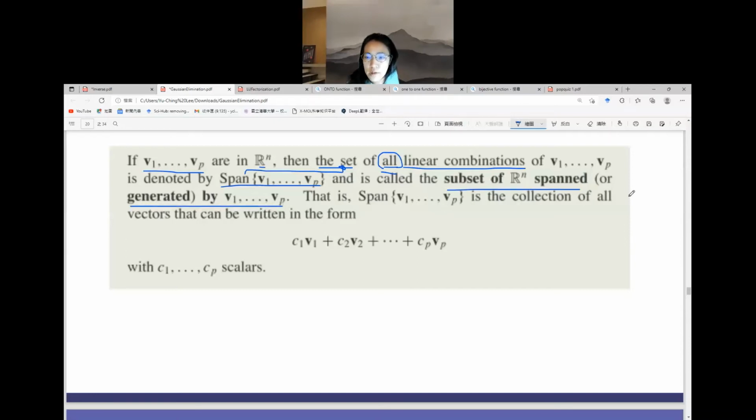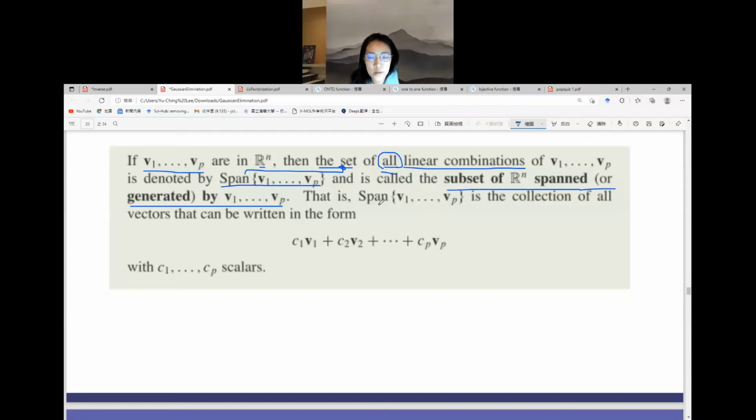So this is quite a lengthy description about a span. This is kind of a notation you use. You say span of V1 to VP, use a braces notation, 用大括号来表示. Or you say that in English, the subset of Rn spanned by V1 to VP.